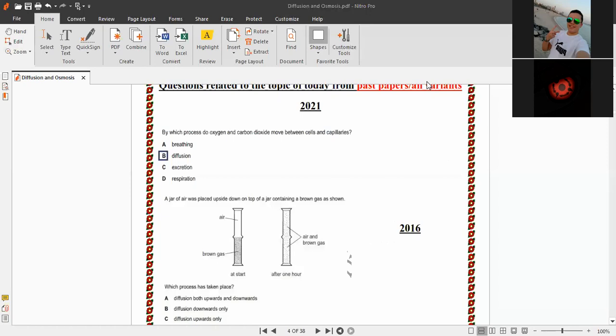So what is the example of diffusion? Oxygen molecules moving into red blood cells in the lungs, between the alveoli and the blood in the blood capillaries. Okay.